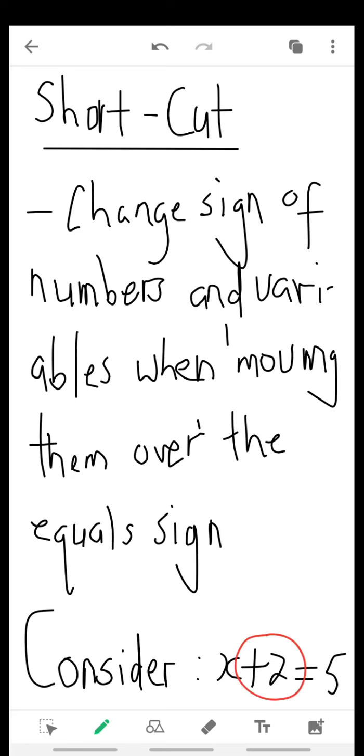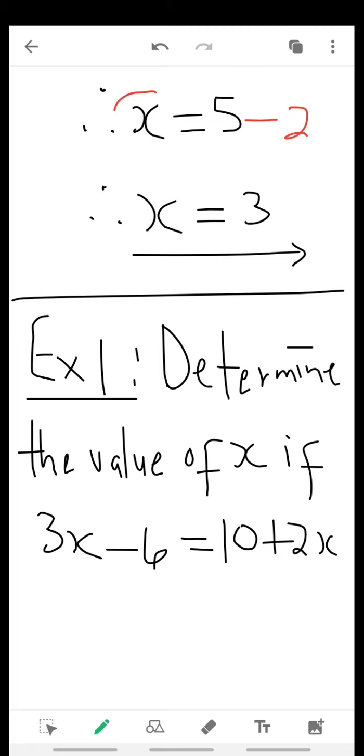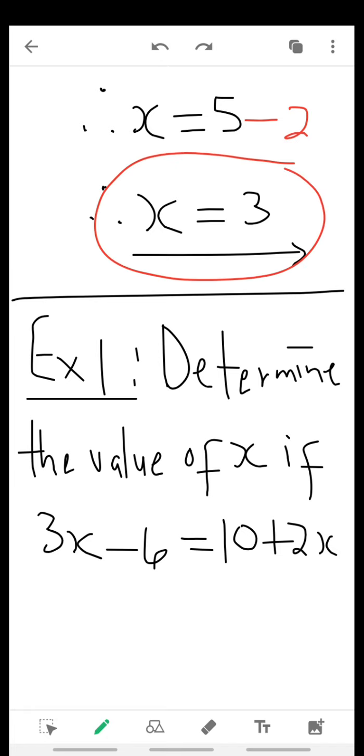By taking the plus 2 to the right hand side. But remember, when the plus 2 goes to the other side, it will become a minus 2. That's what we were saying by changing the sign. So it will be x alone. The plus 2 goes to the other side and becomes a minus 2. So that will be 5 minus 2, and it will be x equals 3. That's how easy we can do our calculations if we are not using the additive inverse.